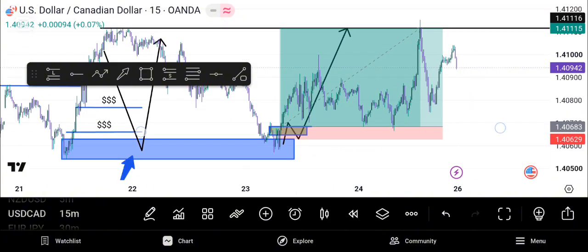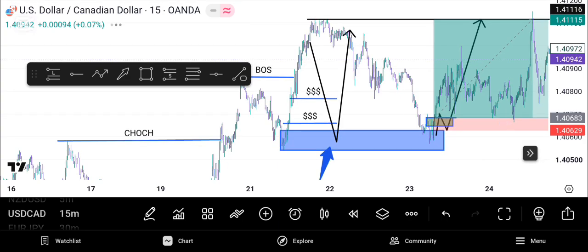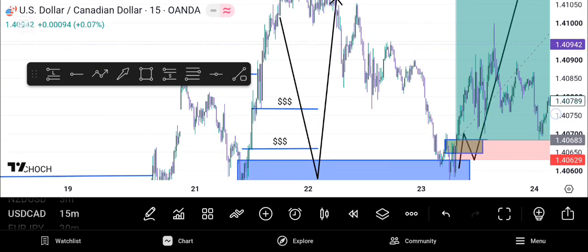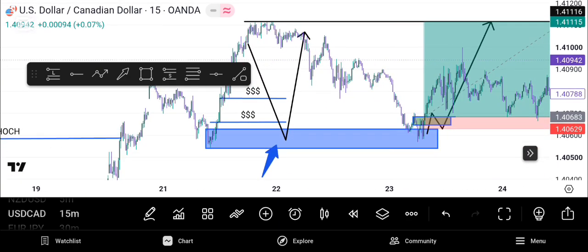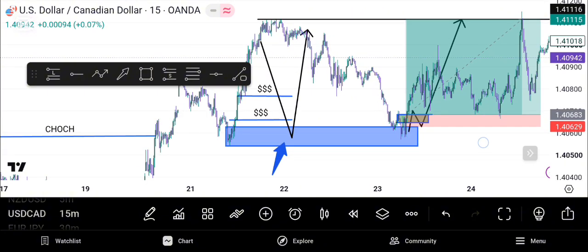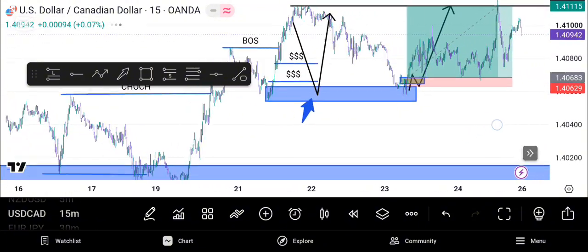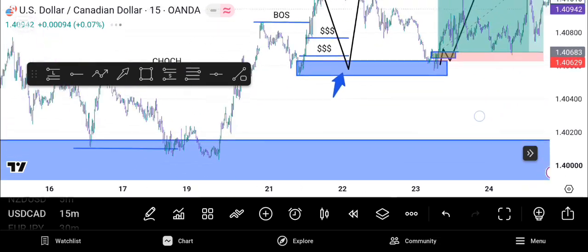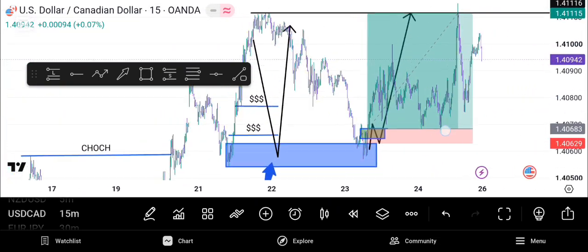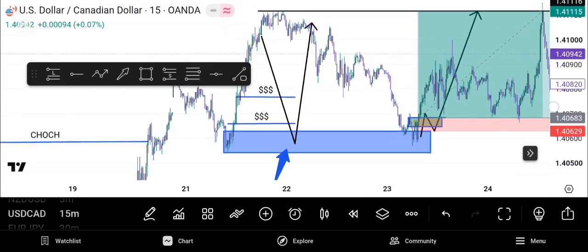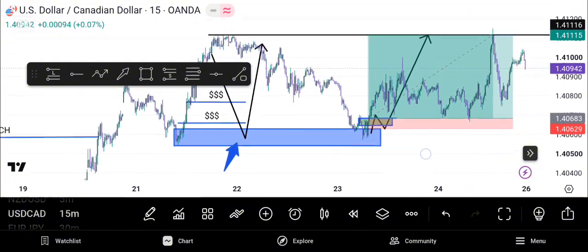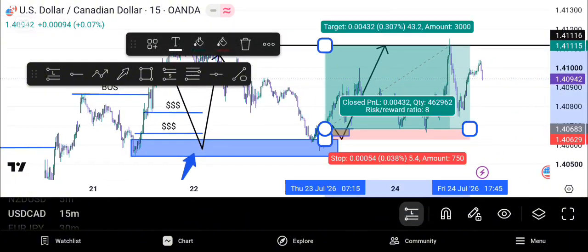1:8 risk to reward. The entire breakdown of this trade is in the channel, USDCAD. I want you to go watch that video. The entire breakdown of how I was able to catch this trade, how I analyzed the trade, what I was looking for, is in the channel. 1:8 risk to reward ratio. I'm not joking about it.